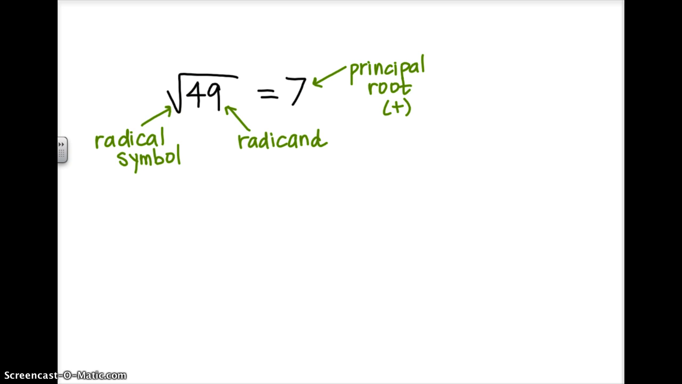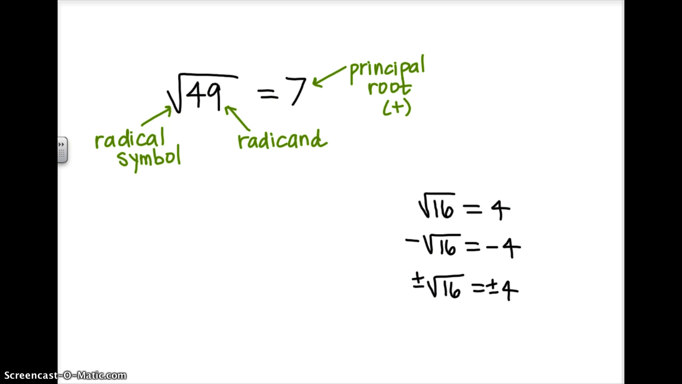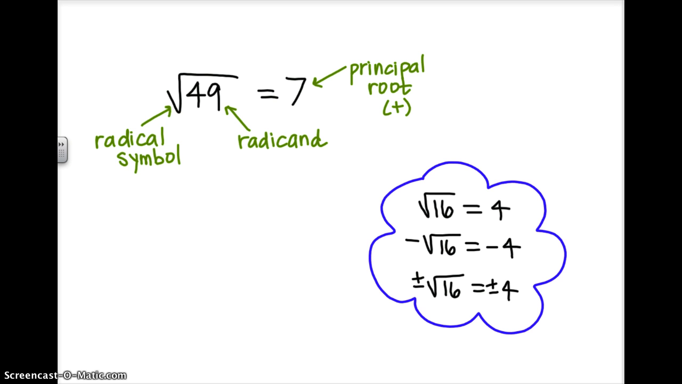Let's take a look at 16. The positive square root of 16 is 4. The negative square root of 16 is negative 4. Plus or minus the square root of 16 is plus or minus 4. So every square root has 2 answers. We can almost think about it in 3 different ways: positive, negative, or plus or minus. Something you should know.